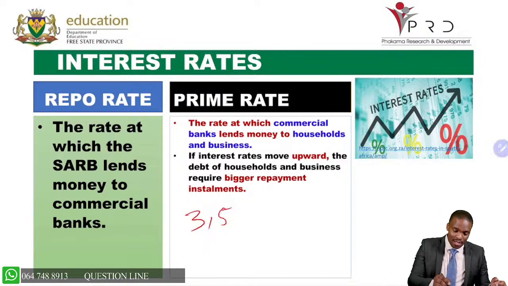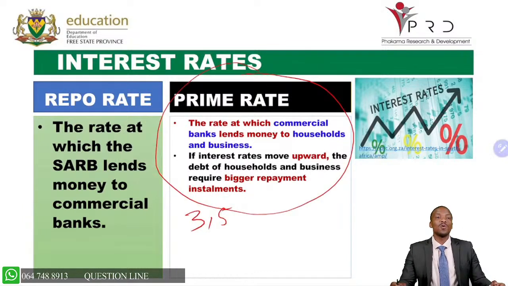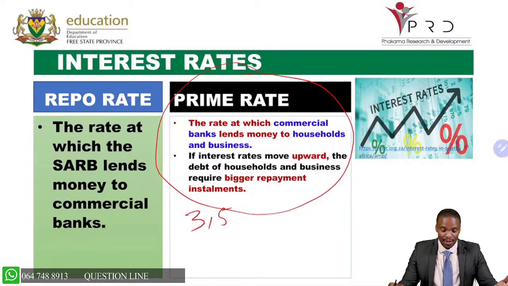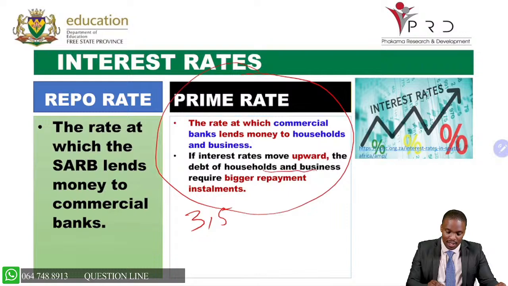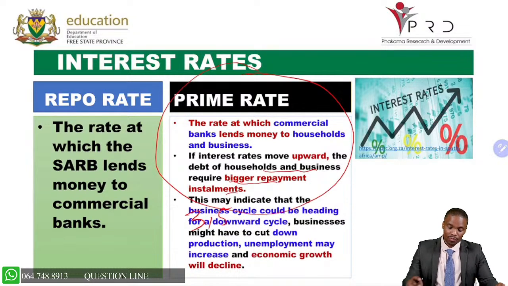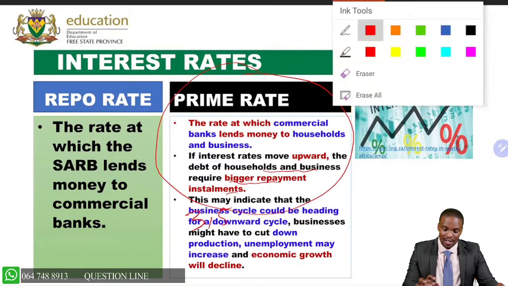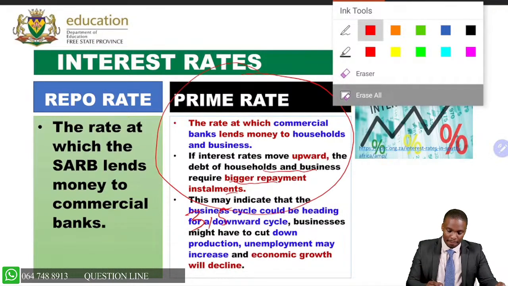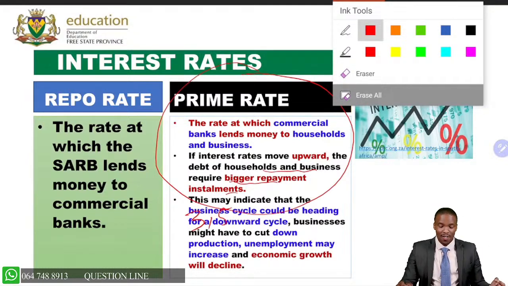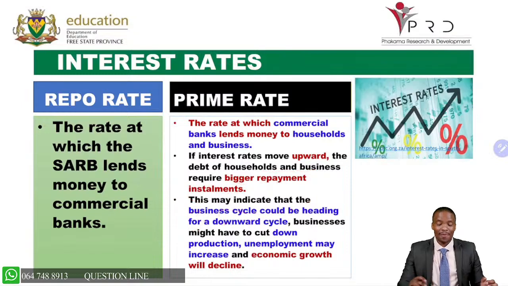Now, what are the consequences therefore? Because you and I, this is the one that we get to experience, which is the prime rate. So if the interest rates move up, the debt of households and businesses requires a bigger payment and bigger installment. And contrary to that, if the interest rates decrease, it means we'll pay less. So we celebrate a decrease in interest rates because that tells us that there will be more money used to purchase consumer goods and spending.